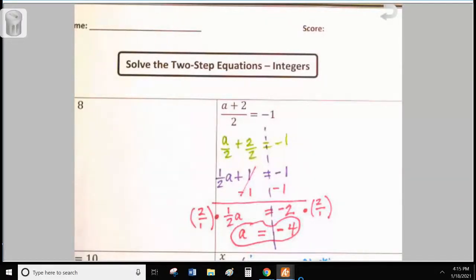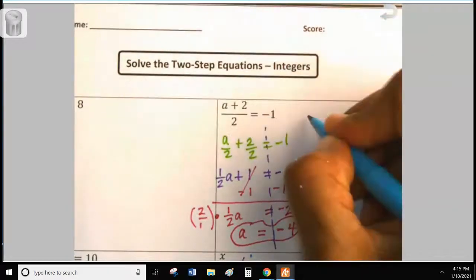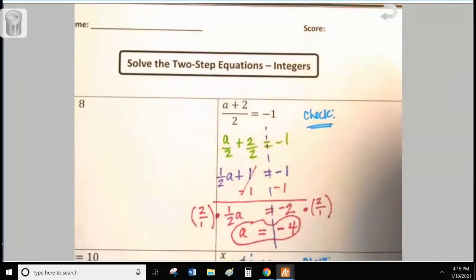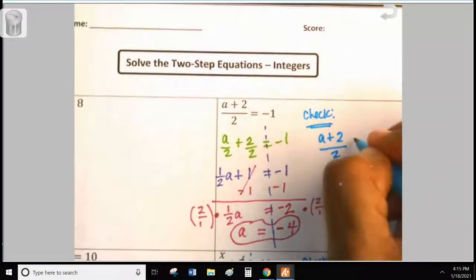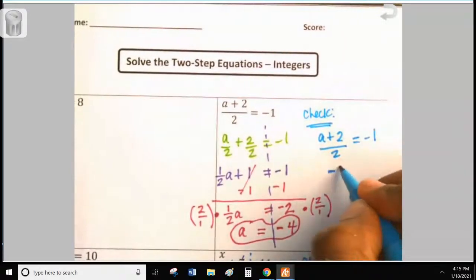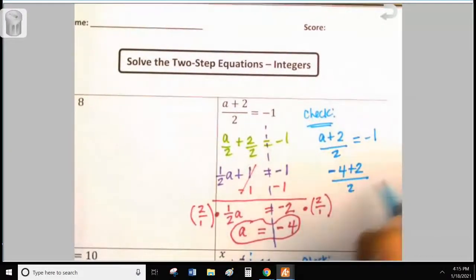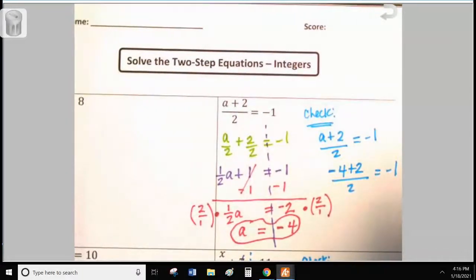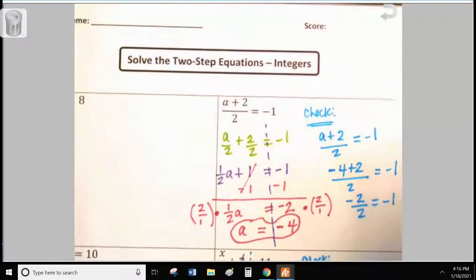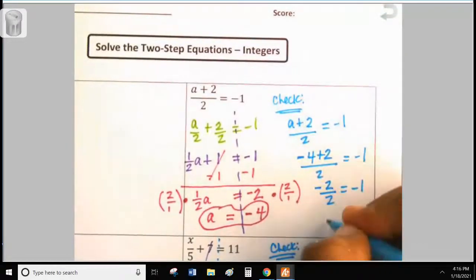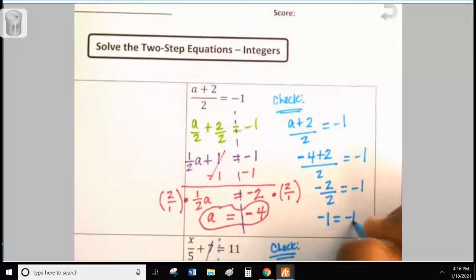So if you would like to go and check this, we can definitely check it to just make sure our answer is right. So let's do that. So we're going to substitute in wherever we had a, we're going to substitute in negative 4. So here I would have negative 4 plus 2 over 2 is equal to negative 1. So a negative 2 and a negative 4 will give me a negative 2. So I have a negative 2 over 2 is equal to negative 1. And then I could just divide. 2 divided by 2 is 1, and then a negative and a positive is a negative 1.